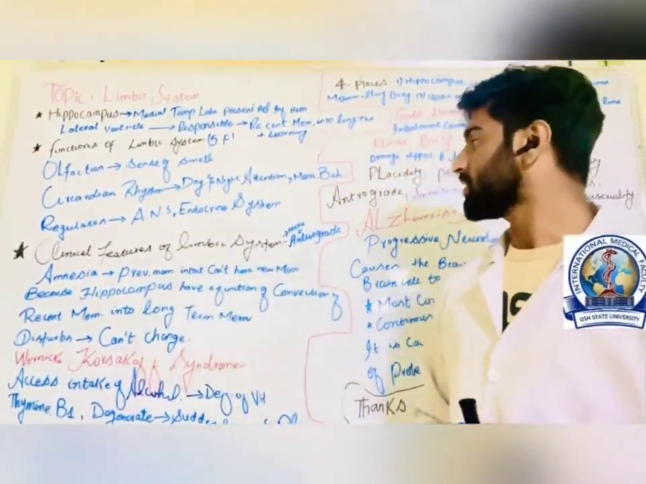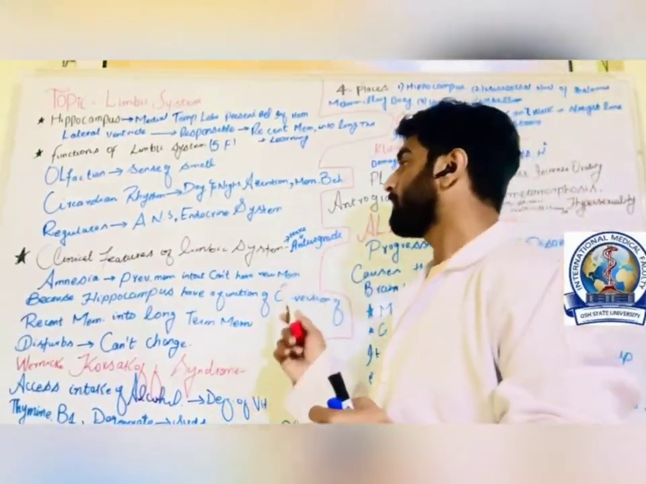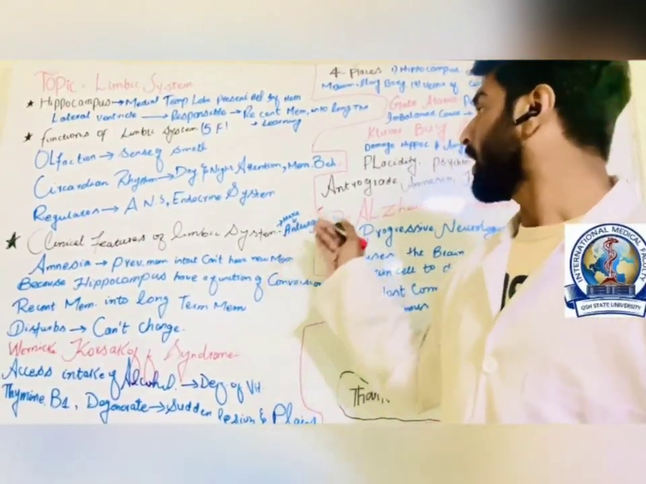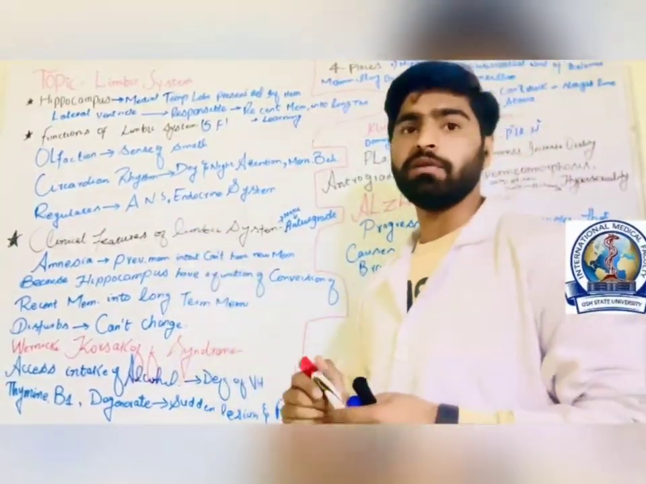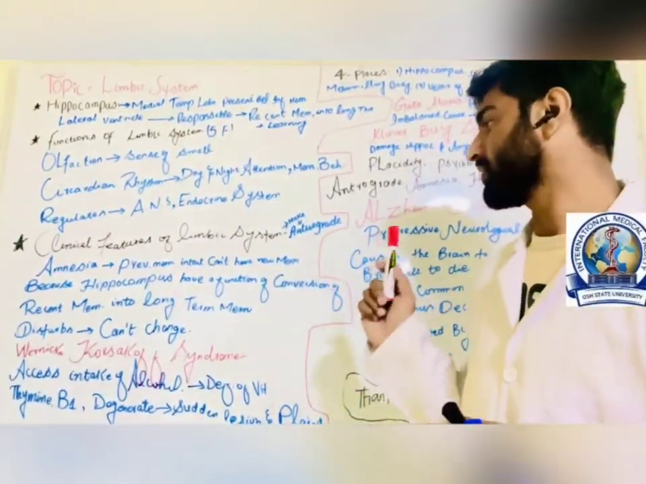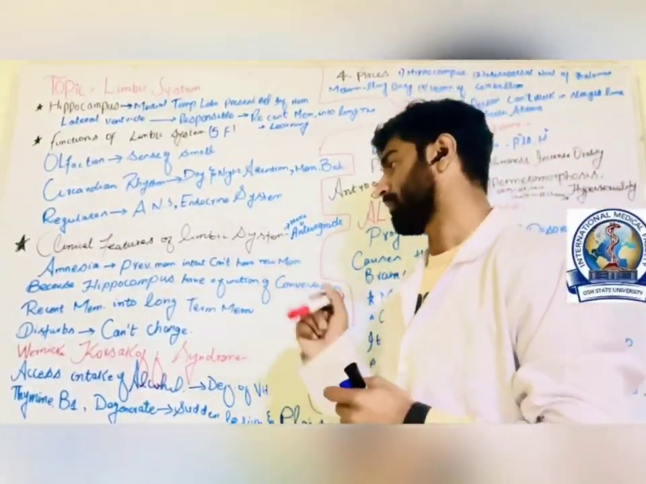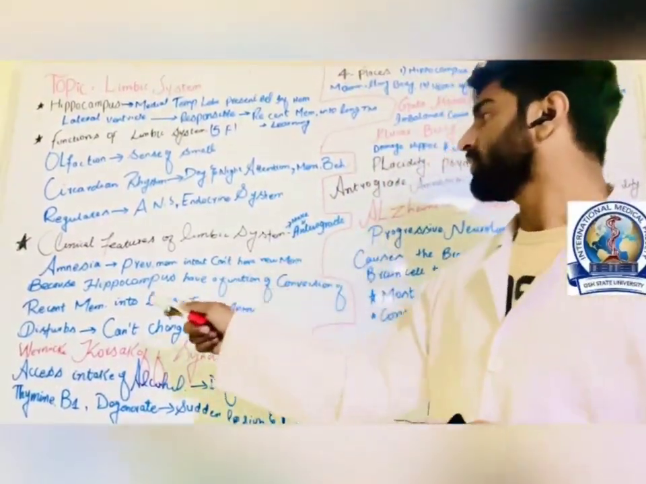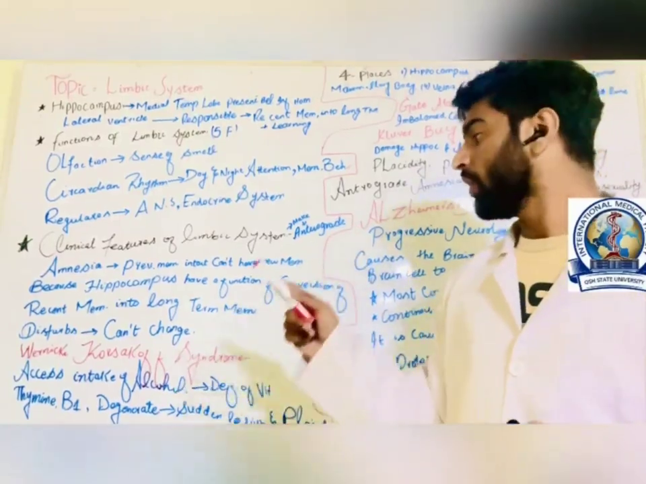Then we have clinical features of the limbic system. If there is bilateral damage to the medial temporal lobe, it will cause anterograde amnesia. Previous memory is intact but the person cannot form new memory, because the hippocampus converts recent memory into long-term memory. If the hippocampus is disturbed, recent memory cannot change into long-term memory.